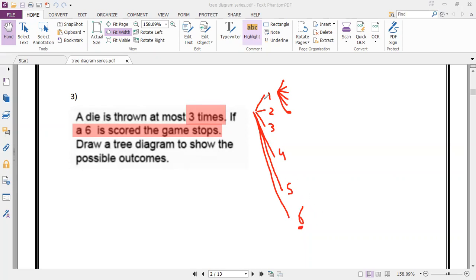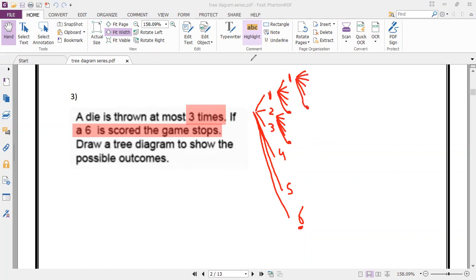We have got 6. If you got 2, we might get what? 1, 2, 3, 4, 5, 6. And the game, if you got 6, the game stops. But let's look at 1. If you got 1 and after that you have got 1, then we will do it again. So you'll get 1, 2, 3, 4, 5, 6.